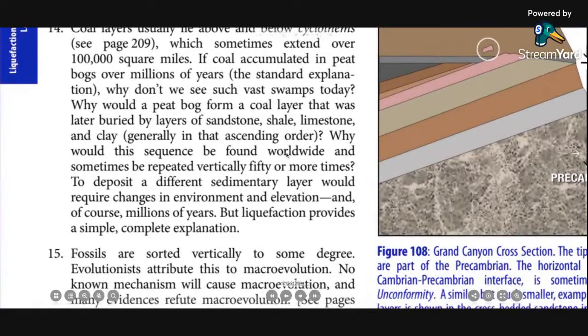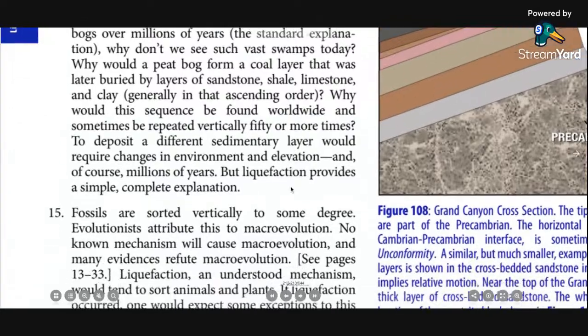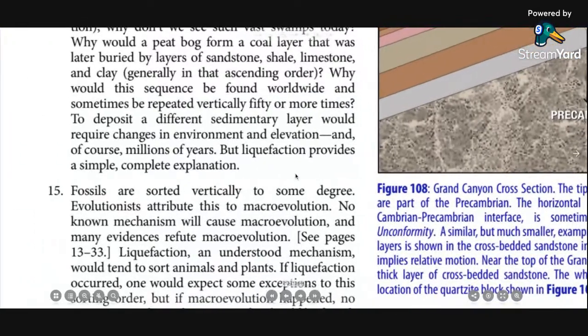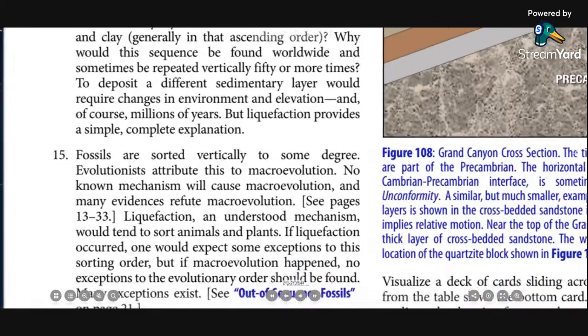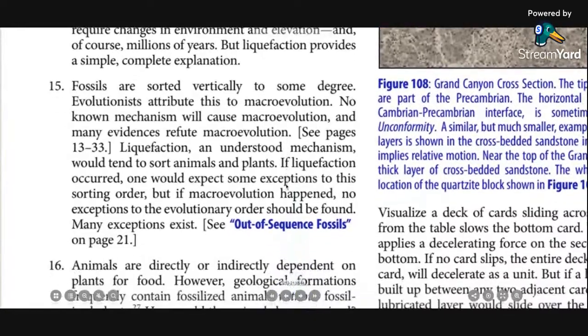Why would this sequence be found worldwide and sometimes be repeated vertically 50 times or more? To deposit a different sedimentary layer would require changes in environment and elevation, and of course, millions of years. But liquefaction provides a simple, complete explanation.